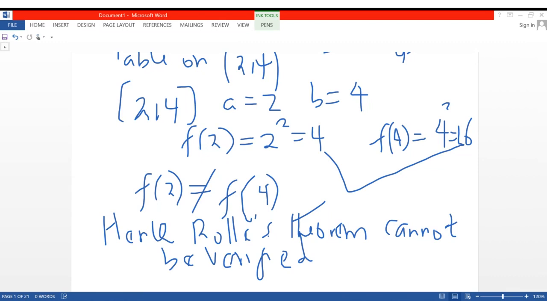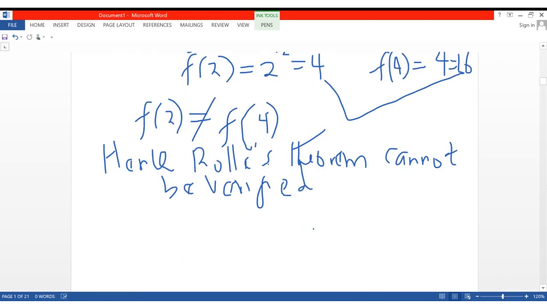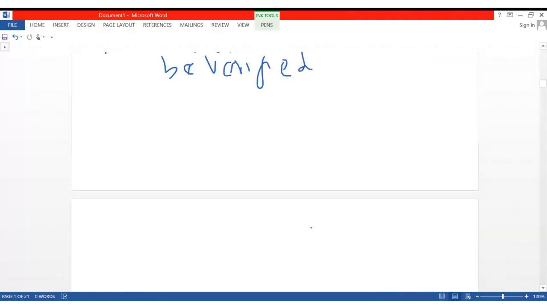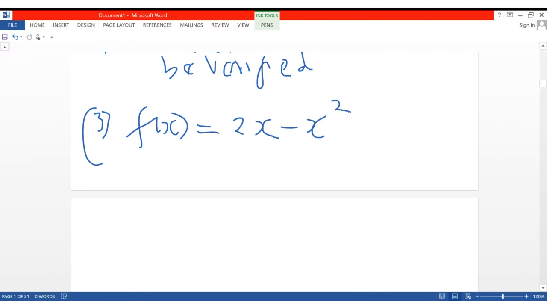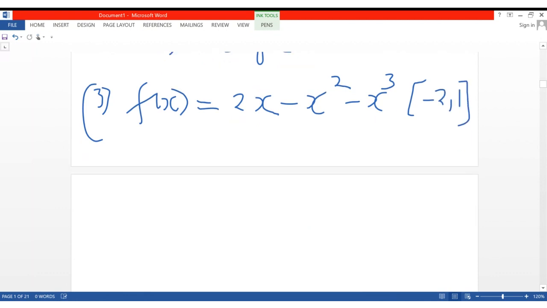Let's do the final one, number 3. f of x is given by 2x minus x squared minus x to the power 3 in the interval negative 2, 1. Again, I'll not do the literature. The first thing we need to say is that f of x is a polynomial, so it is continuous on the closed interval negative 2, 1, and it is differentiable on the open interval negative 2, 1.